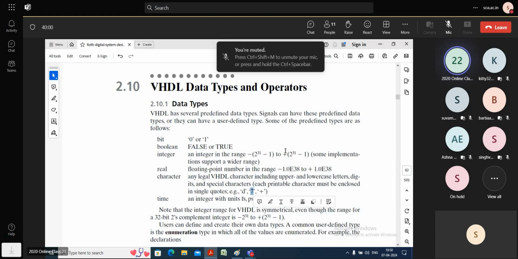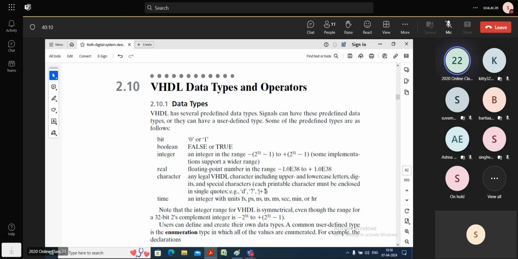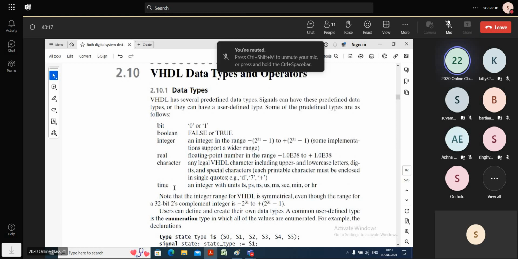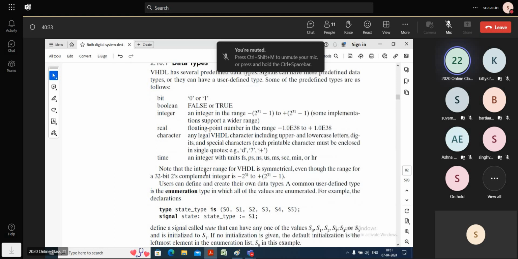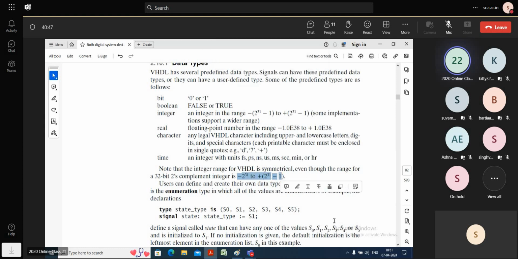This 7 you can say is an integer, but if you write it within single quotes, it is a character. Or this plus: plus is an operator, but if you write it within single quotes, it is treated as a character. Now time is an integer with units like fs, ps, ns, nanoseconds, milliseconds, SEC second, MIN minute, or HR hour. The integer range for VHDL is symmetrical, even though the range for a 32-bit 2's complement integer is from minus 2 to the power 31 to plus 2 to the power 31 minus 1.